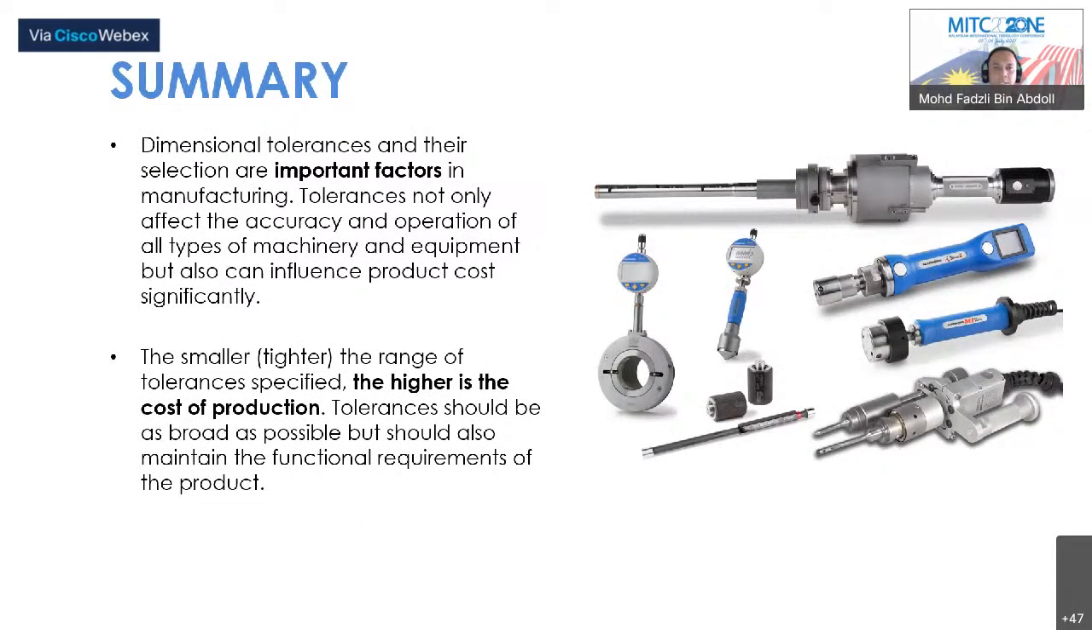Okay. Ini pula dimensional tolerance and selection are important factors in manufacturing. Tolerance not only affect the accuracy and operation all type of machinery and equipment, but also can influence the product cost significantly. Ingat tolerance, limits dan juga fit tadi dia penting untuk produk-produk yang perlukan assembly. Okay. And then the smaller ataupun the tighter range of the tolerance specified, the higher is the cost production. Makin kecil you punya tolerance tu, makin tinggi you punya cost production, and then makin tinggi manufacturing process yang you perlu buat.